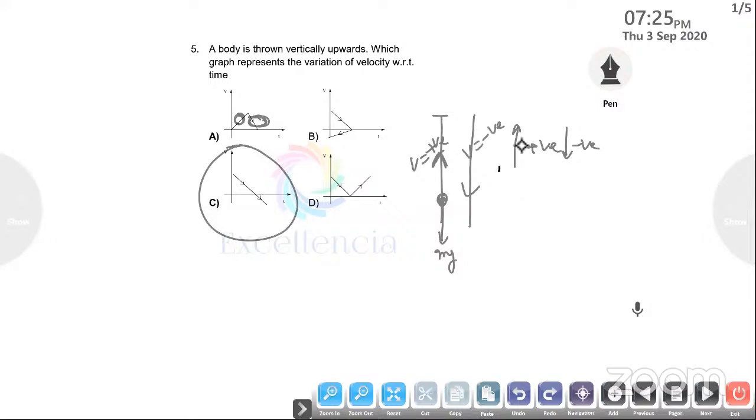You can see here, from here to here it is positive. Next here the velocity is negative. But whether the particle is going up or coming down, it doesn't matter. It is under constant acceleration, that is g, acceleration due to gravity, downward direction. So always acceleration, that is nothing but the slope of velocity versus time graph, should be same. Here and here the slope is same. So the correct option for this is C. So answer is C here.